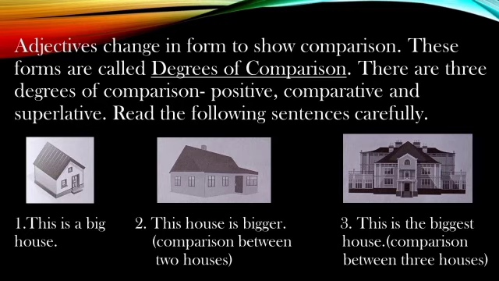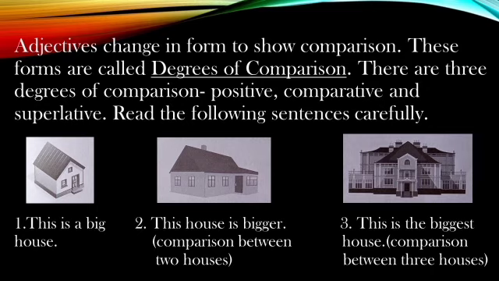Second example shows this house is bigger. Here the comparison is made between 2 houses. And which 2 houses? The previous one, the example 1, and example 2. So they want to indicate that this house, the second example, is bigger than the first one. So here you can say this is higher degree of comparison, means here we have comparison between 2 houses.